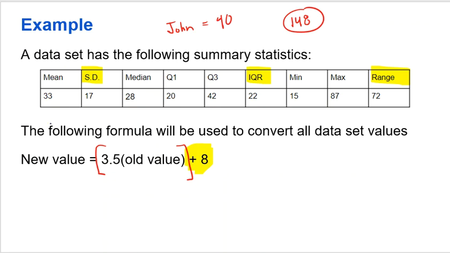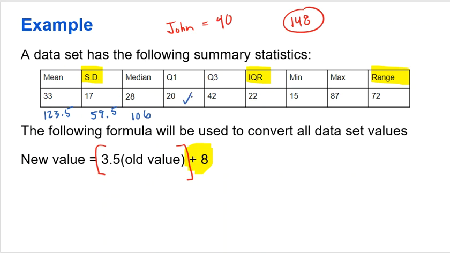So the mean is going to be 33 times 3.5 plus 8, because the mean gets affected by multiplication and addition. So my new mean is 123.5. Standard deviation, 17. Standard deviation does get affected by multiplication. So I'm going to multiply by 3.5, but I'm not going to add the 8. The new standard deviation would be 59.5. Median, 28. Multiply by 3.5 and add 8, because the median is affected by both: 106.